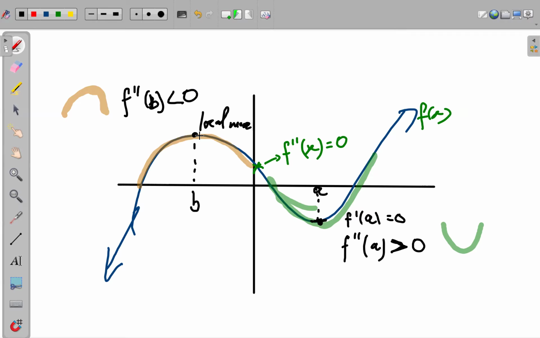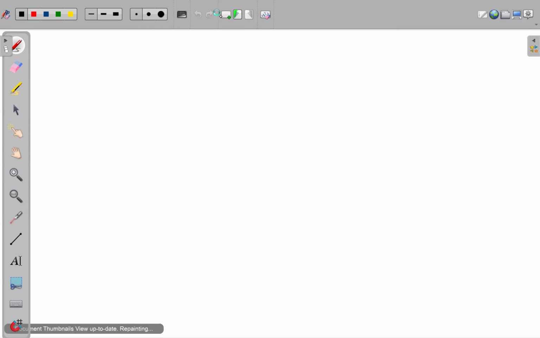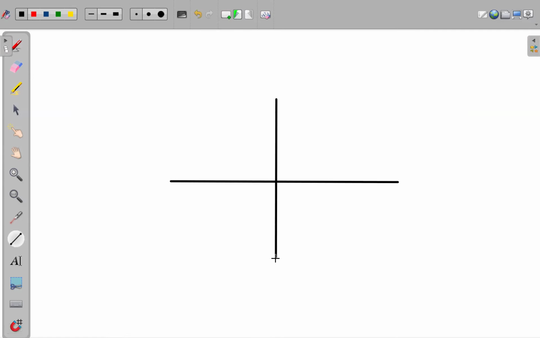There is another special point of inflection, which I think I should tell you all about. This point of inflection occurs with some special cubic functions. For example, a cubic function like this.